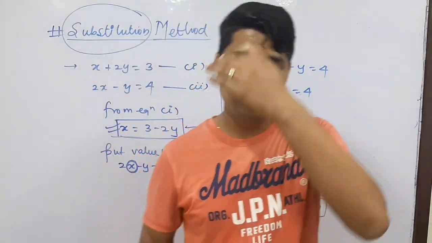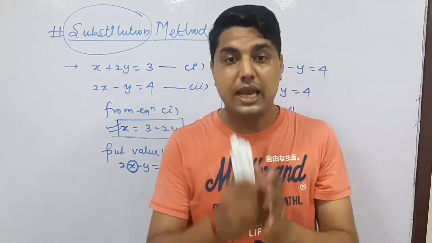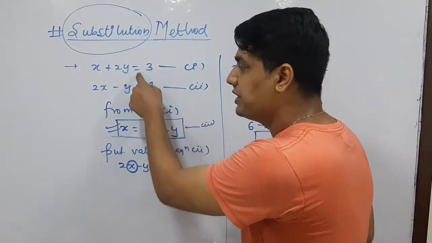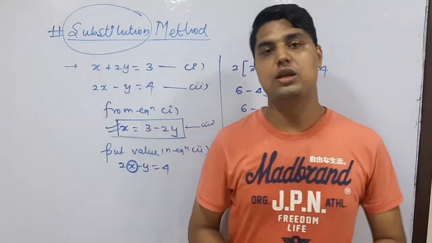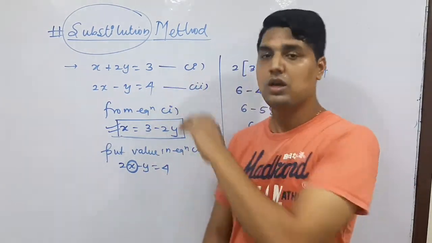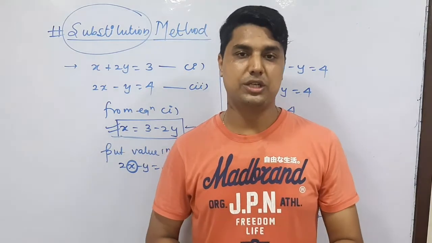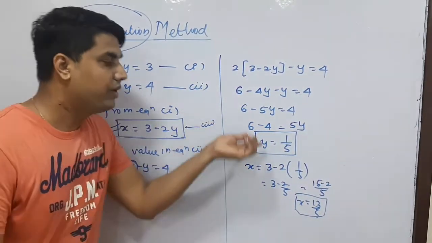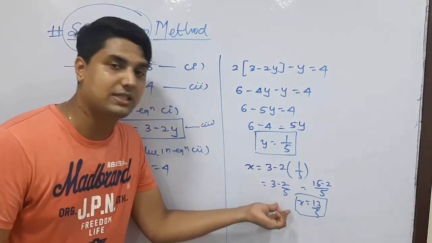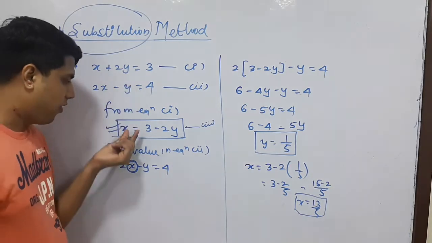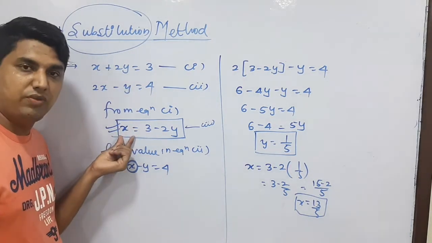So here I got the value of x as 13 upon 5 and the value of y as 1 upon 5. If you want to check whether our solution is correct or not, you can put these values of x and y in both equations. Both values will satisfy both equations. By this method we can check whether the values of x and y we got are correct or not. Similarly, I have done it from equation 1 with the help of the x variable.